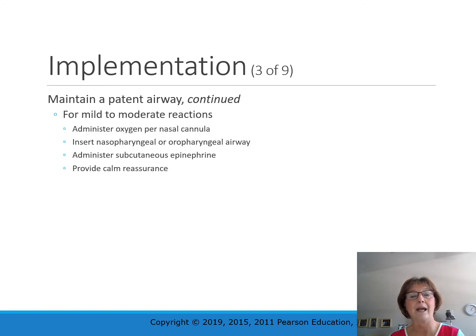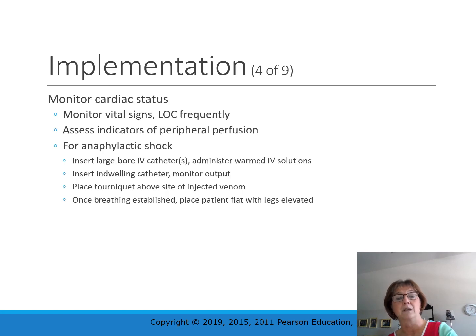Maintain patent airway, administer oxygen, insert a nasopharyngeal tube or oropharyngeal if you can. Administer subcutaneous epinephrine. Keep that EpiPen on them. Pop it in that leg and stay calm, because they're anxious. When you can't breathe, you experience a lot of anxiety. Monitor for cardiac output. Insert an IV, large bore. Get an 18 or 20 in if you can. Remember, they're having vasodilation, so you may be able to get them veins.